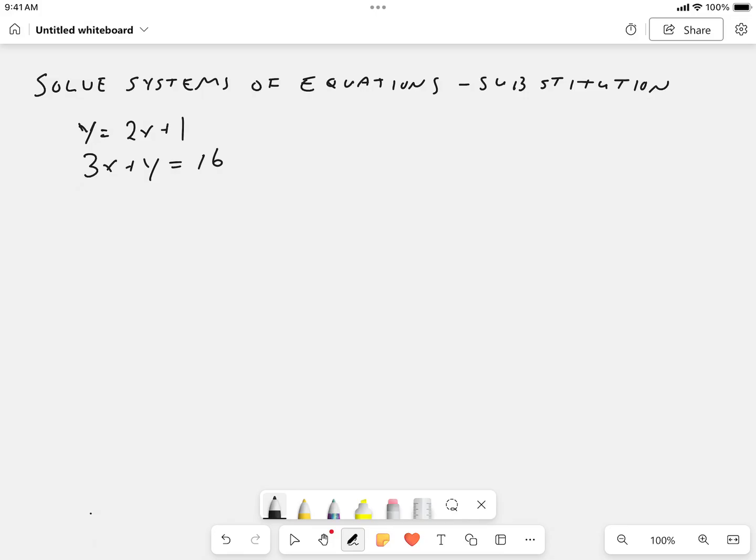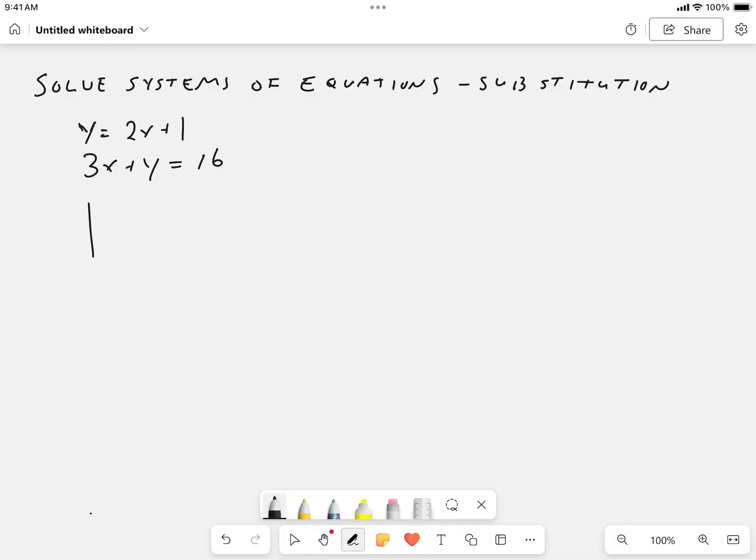Let's look at a systems of equations problem, and in particular, how to solve this through substitution. This is a common issue a lot of people have, just going through how to solve systems of equations in general. So we see two equations up here: y equals 2x plus 1, and 3x plus y is equal to 16. Now, first of all, let's think about what a system of equations really is.